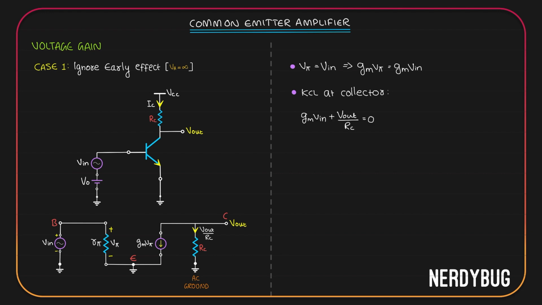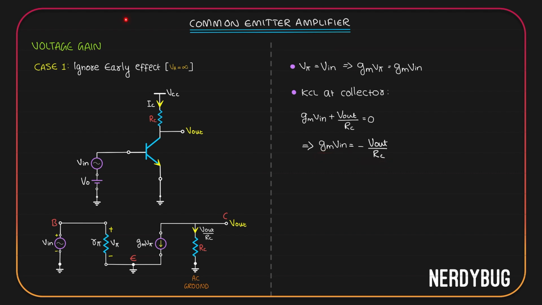That is, gm v_pi plus V out by RC should be equal to 0. Here, instead of v_pi, I have written V in because obviously v_pi is equal to V input. This gives us gm V input is minus of V output by RC.